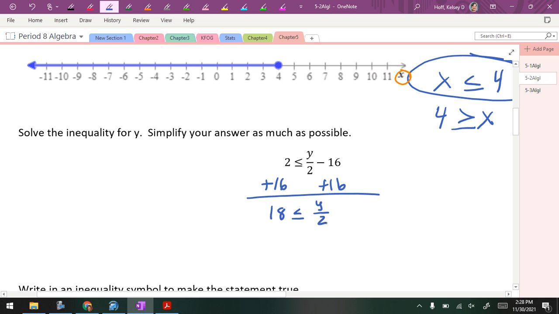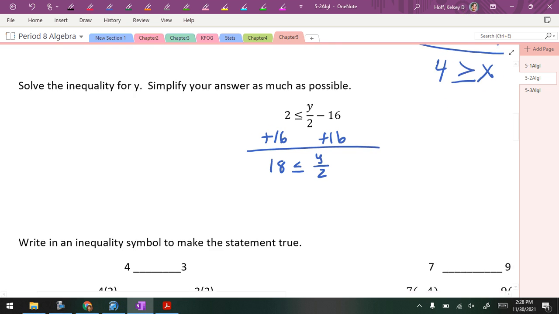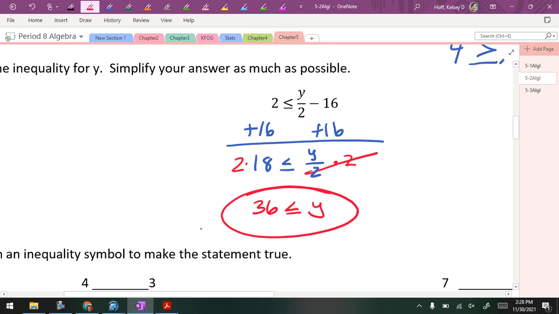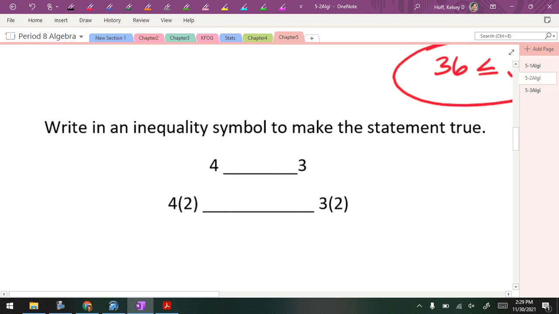This fraction bar means division. The opposite of division is multiplication, so I multiply both sides by 2. 2 times 18 is 36 is less than or equal to y. Just like an equation. Okay? You know the rule with equations, and we just solved this: whatever you do to one side, you have to do to the other. Agreed? As long as you do that, you continue to make them balanced.